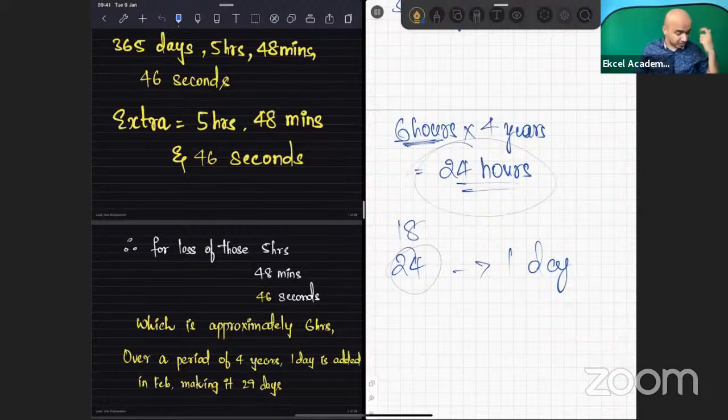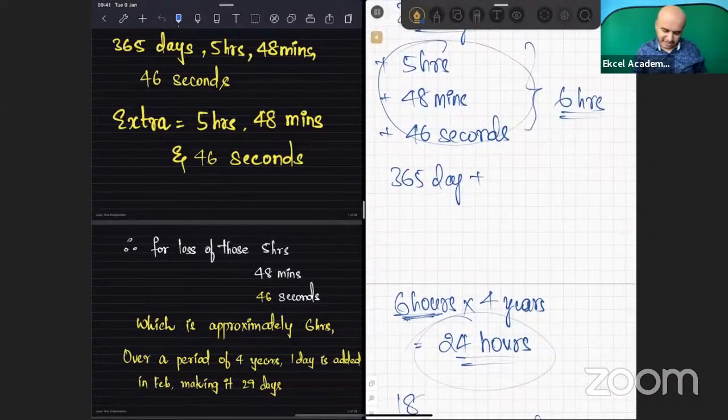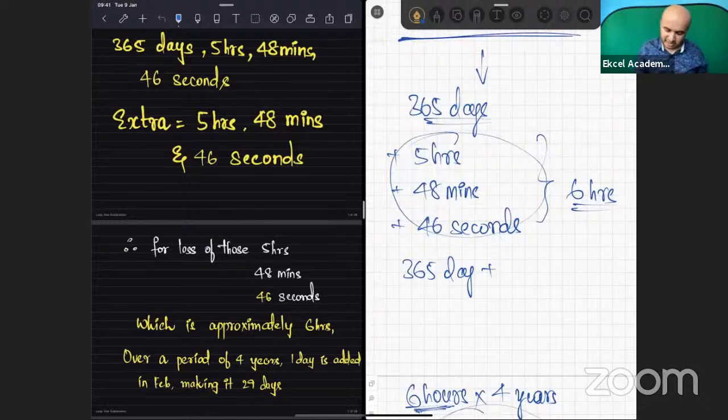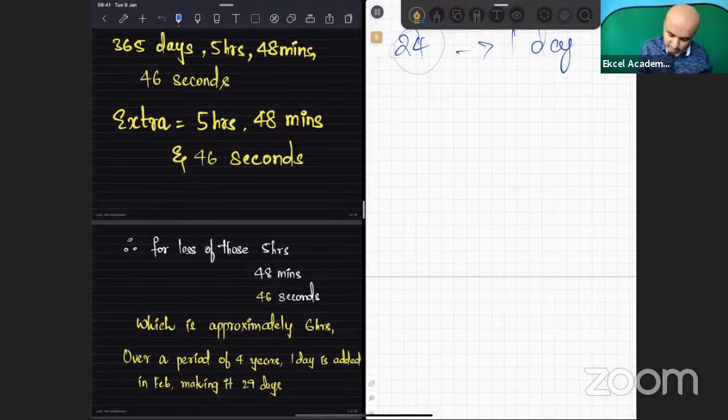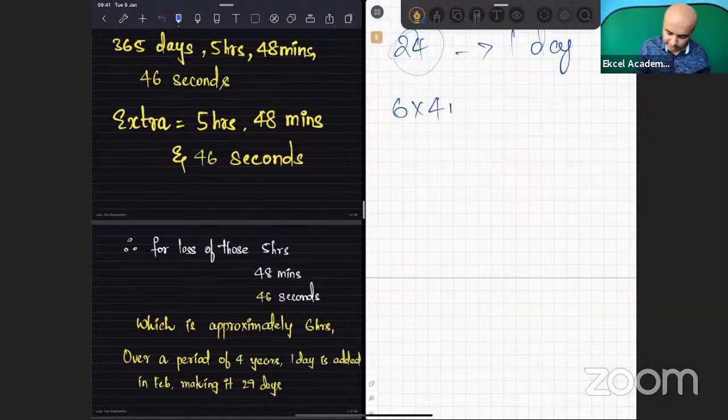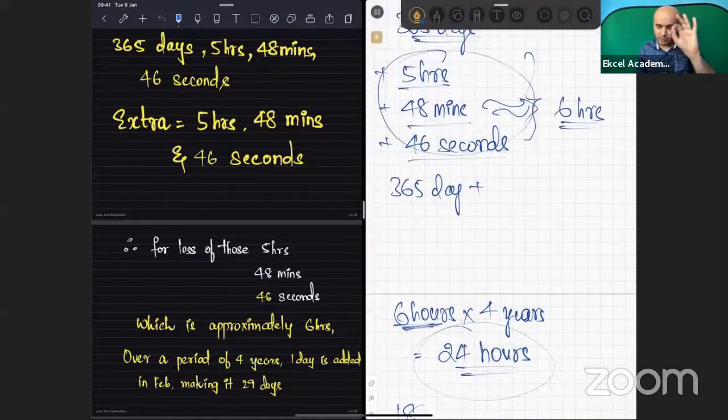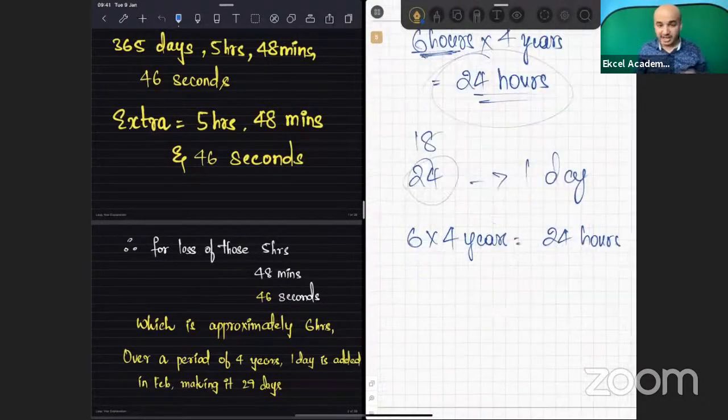But you may ask one question now. We said initially it's not exactly 365, but instead 365 days, 5 hours, 48 minutes, 46 seconds. But what I did just now was round it off to 6 hours. What if I do not round it off? If I do not round it off, what will happen? We will see that now. Let me just write it down here: 6 into 4 years equals 24 hours. We will consider the 5 hours, 48 minutes, 46 seconds as it is, and then see how exactly it will work out.